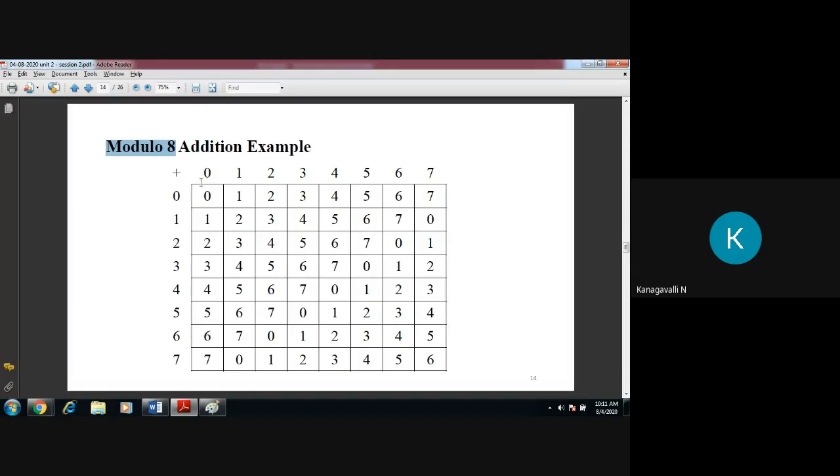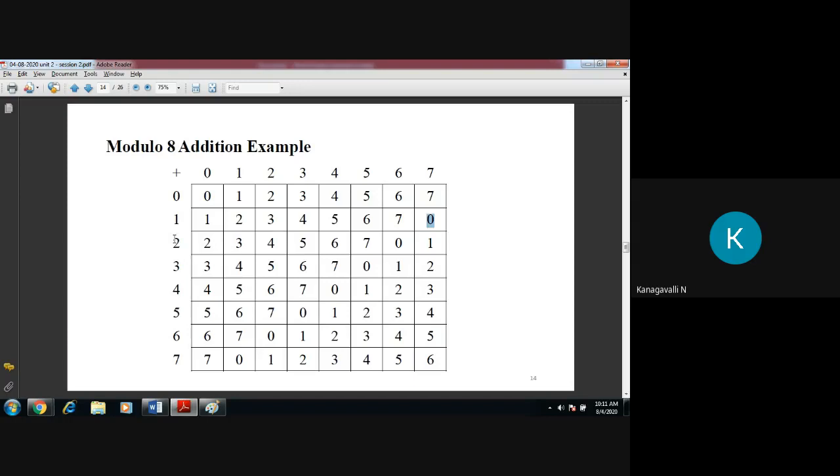So just add these values: 0 plus 0, 1. All the terms you fit directly here because you are adding 0 only to your row value, right? Then check here: 1 plus 1, 2; 1 plus 2, 3; 1 plus 3, 4. Just to check the last value, 1 plus 7, 8. 8 modulo 8, what is your remainder? 0, right? In addition also, you are using the input as only the remainder part, right?